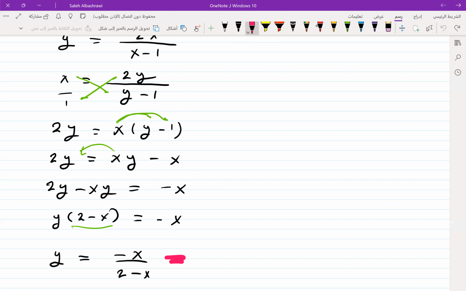So the inverse function, f⁻¹(x), is equal to minus x divided by 2 minus x, where x is not equal to 2. But if x is equal to 2, this function will be undefined. So this is how to find the inverse function.